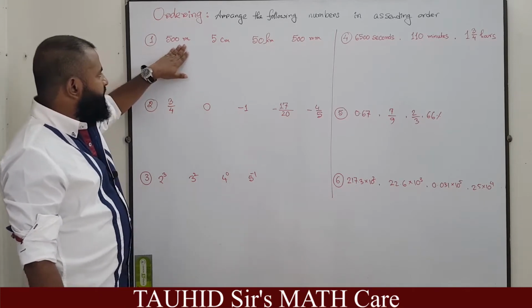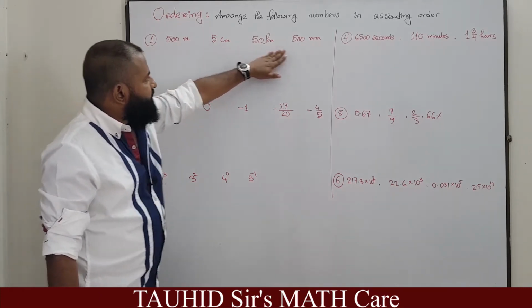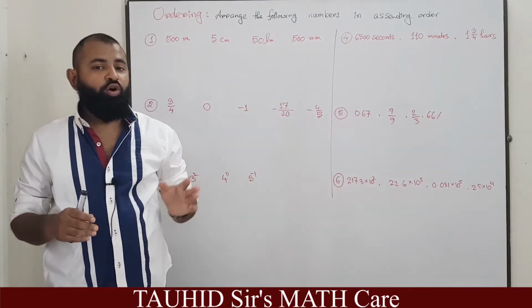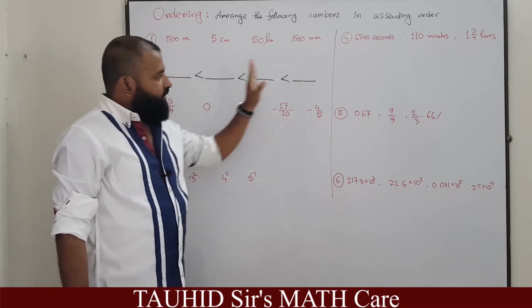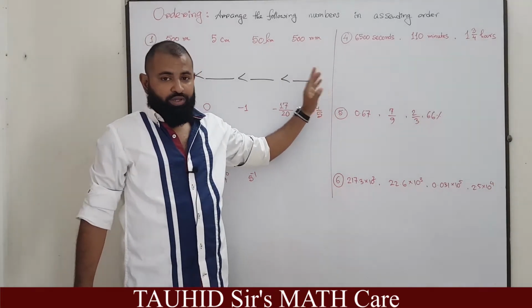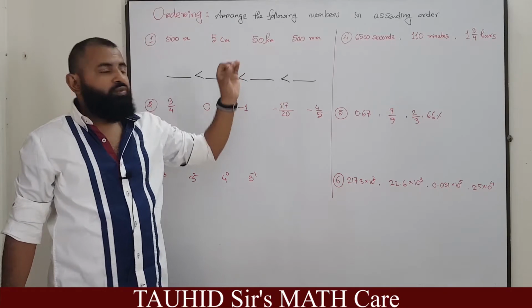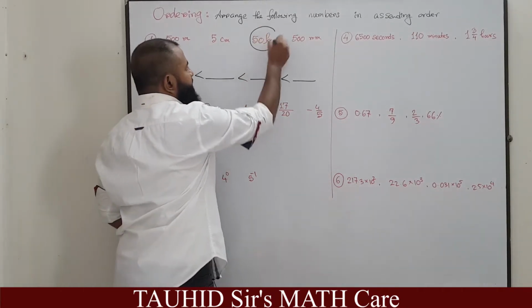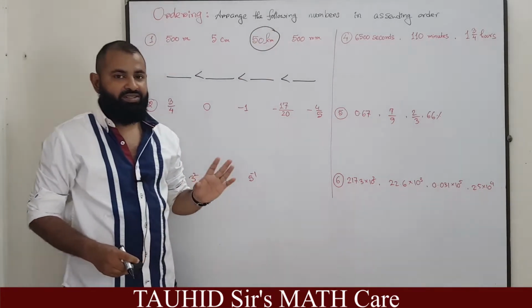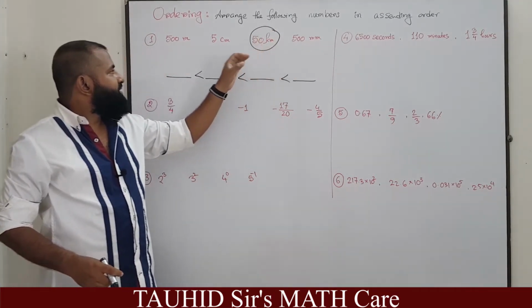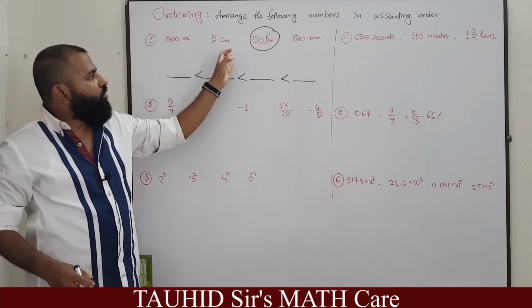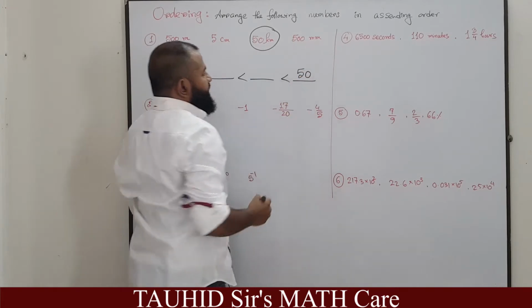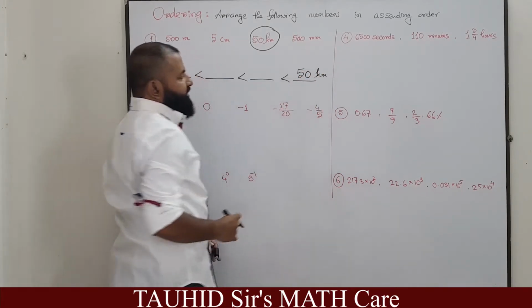The first example: 500 meter, 5 centimeter, 50 kilometer, 500 millimeter. It is not the case that you need to calculate all of them. We will start from the smallest one and end with the greatest one. Seeing the unit, we can very easily determine which one is the greatest. Here you can say that 50 kilometer is the greatest. Kilometer is obviously much greater than meter or centimeter or millimeter. So 50 kilometer will be placed at the last position.